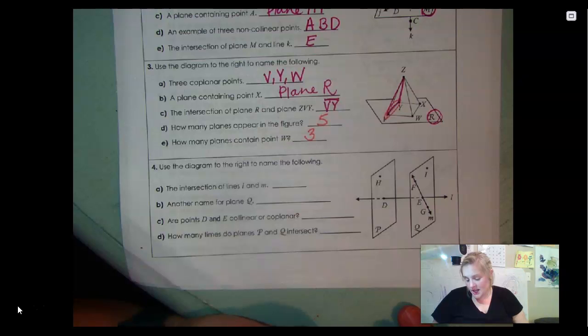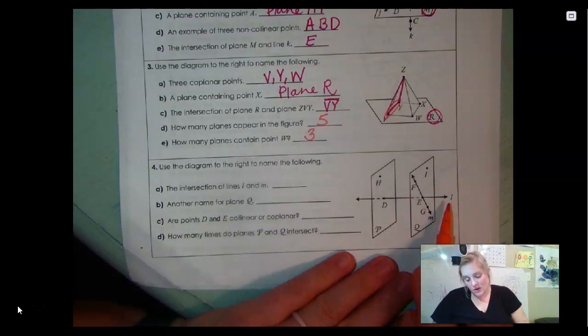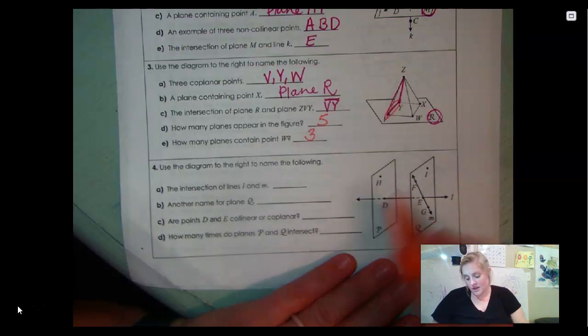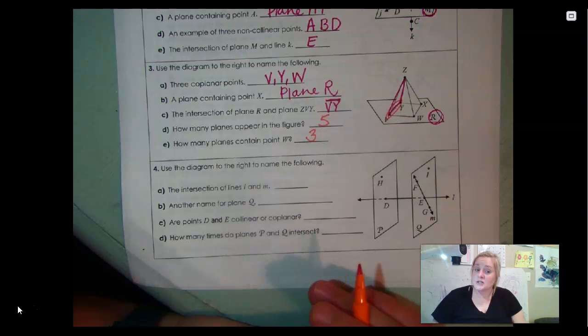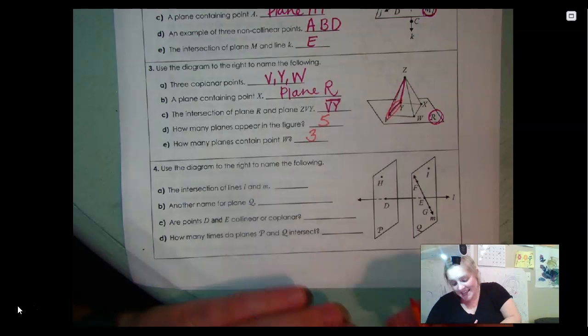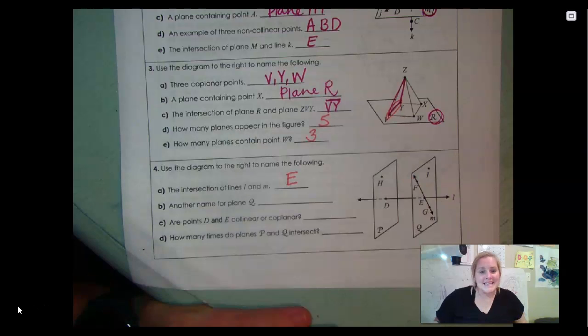The intersection of lines L and M. So we have line L and we have line M. We're looking for the intersection. Should be easy. E. E for easy.